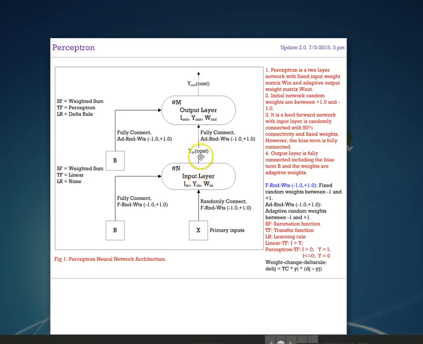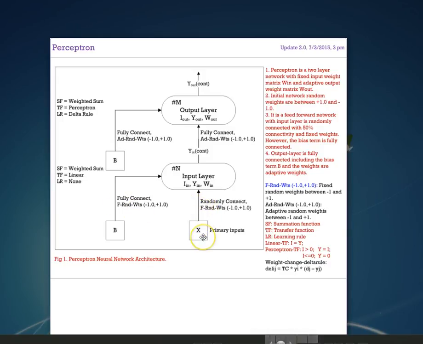Similarly, when you go from the input layer to the output layer, these connections are fully connected, and these weights are adaptive random weights, varying between -1 and +1. The bias term is also fully connected, and all the weights are adaptive random weights. That means that during training these weights are modified, whereas the fixed ones are not modified during training.